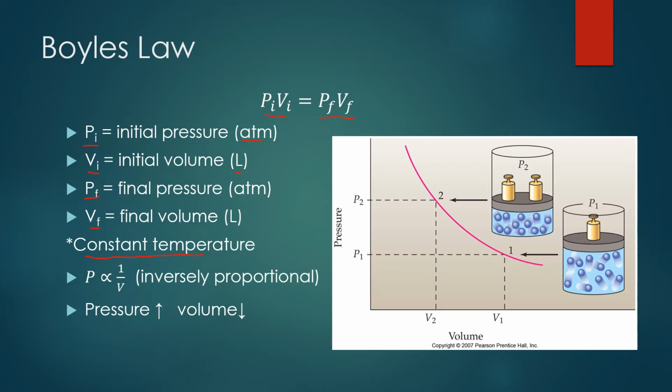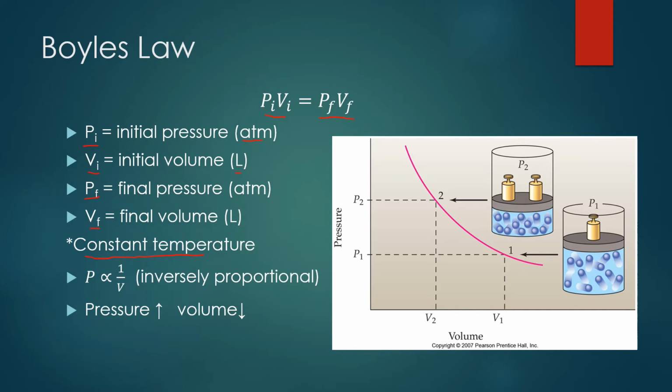For Boyle's law, pressure and volume are inversely proportional. When I say inversely proportional, what that means is if one goes up, the other is going to go down. So if the pressure goes up, the volume is going to go down, and that's what I have shown in this diagram over here.